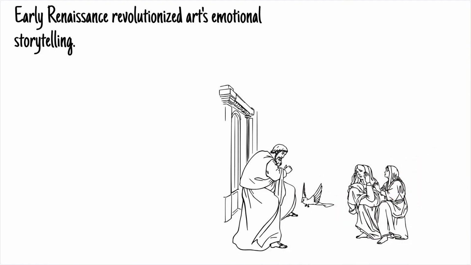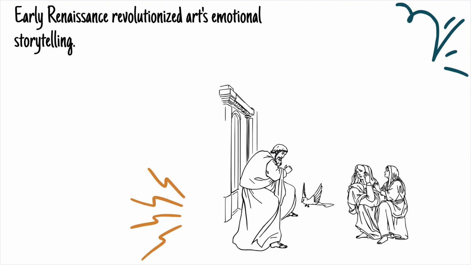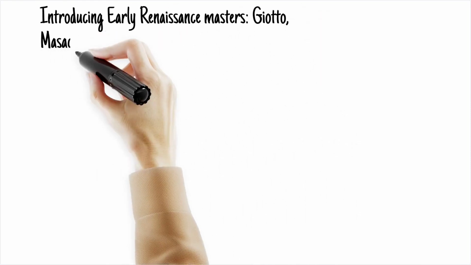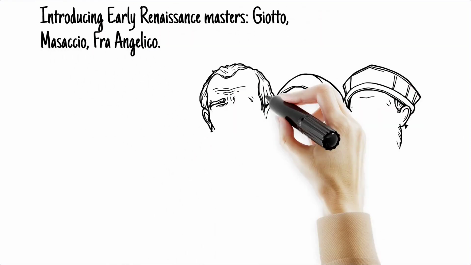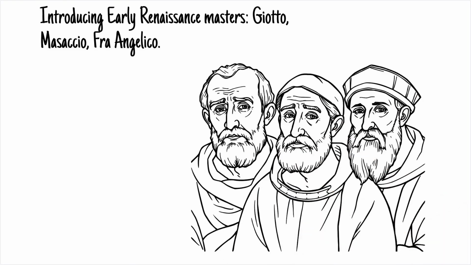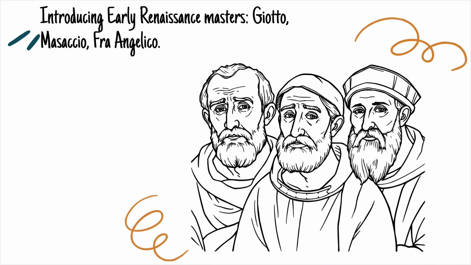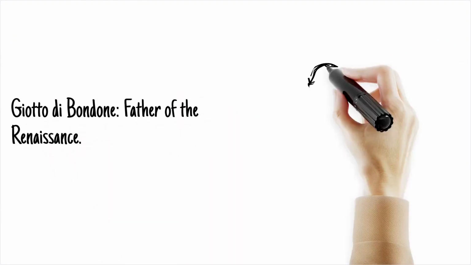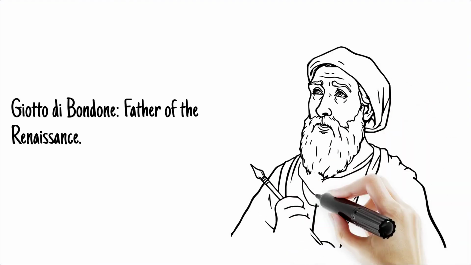This was the dawn of the early Renaissance, a time when a handful of trailblazing artists transformed the way we see, feel, and understand storytelling in art. Let's meet the early masters who led this charge: Giotto, Masaccio, and Fra Angelico. These artists broke away from the Gothic style and laid the foundations of the Renaissance by introducing naturalism, emotion, and perspective. They didn't just paint pictures, they told human stories, and in doing so, they changed art forever.